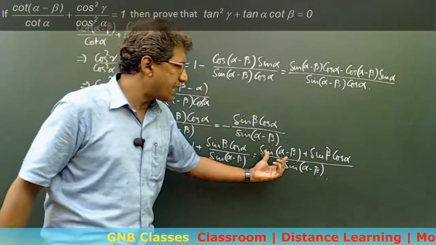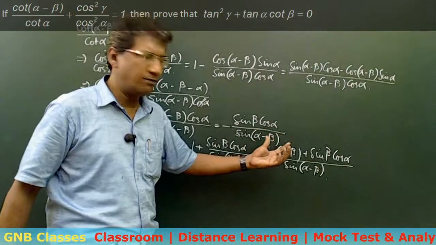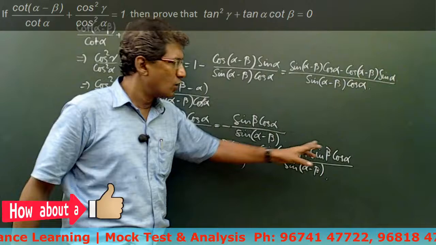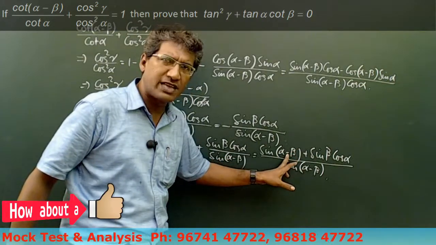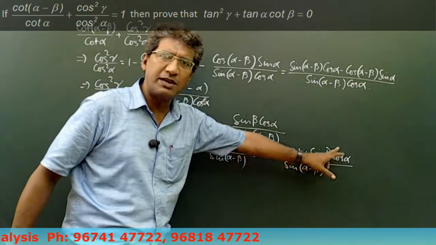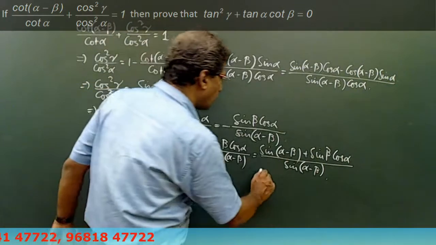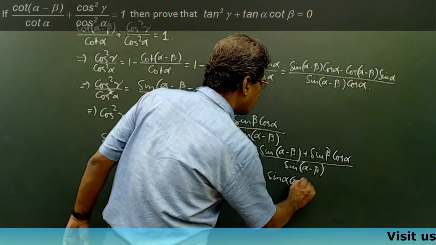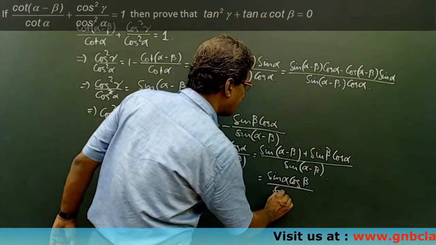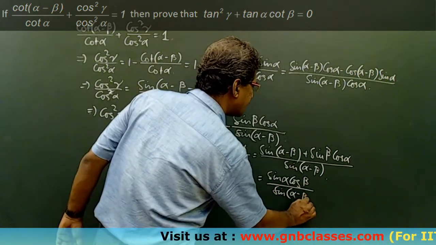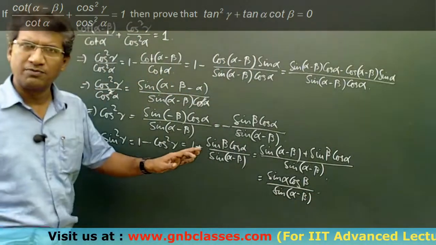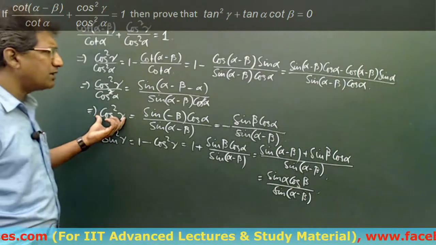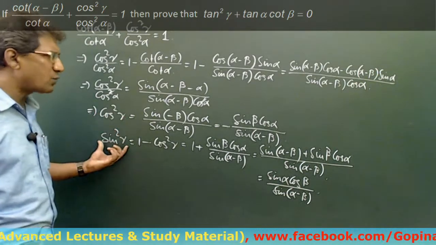Okay. Now, sine alpha minus beta, if I open, we will get sine alpha cos beta plus cos alpha sine beta. Cos alpha sine beta minus cos alpha sine beta and plus cos alpha sine beta will go off. So we will be left with sine alpha cos beta divided by sine alpha minus beta. Tell me whether you have understood this or not. Absolutely? Okay. So we got cos square gamma, we got sine square gamma.